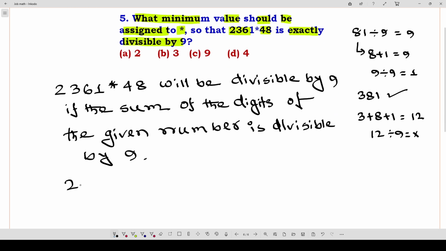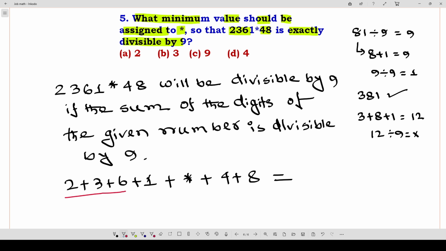First, here is 2 plus 3 plus 6 plus 1 plus here is a star, we don't know the number, then 4 plus 8 equals to. So first, 2 plus 3 is 5, 5 plus 6 is 11, then 12, 12 plus 4 is 16, and then 8, it will be 24, right? Plus this star, right, is divisible by 9.